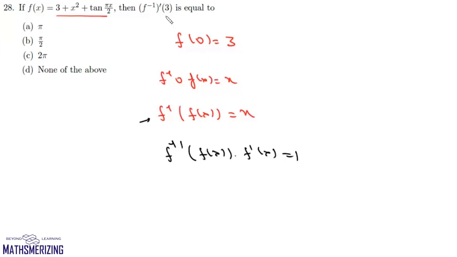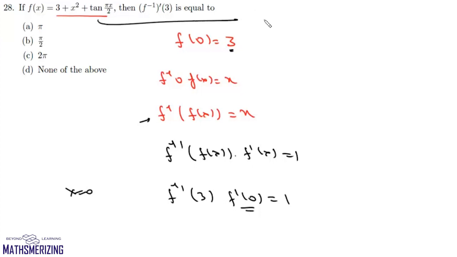Now we need f inverse of 3, and we know that f(0) is 3. So what we'll do is put x as 0. If we put x as 0, we'll get derivative of f inverse at f(0), which is 3, into f dash 0 will be simply 1. We just have to find f dash 0.